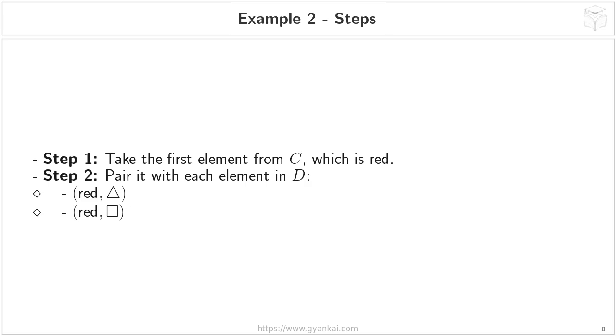So just with the first element of set C, we've already created two ordered pairs. In the next step, we'll repeat this process with the second element of set C, which is blue, to build up the complete Cartesian product. Keep in mind that we need to pair blue with every element in D, just like we did with red. This systematic approach ensures we don't miss any possible combinations.